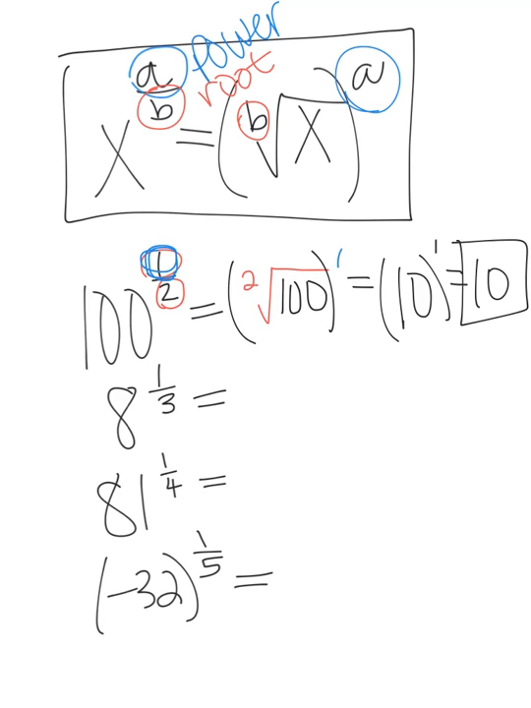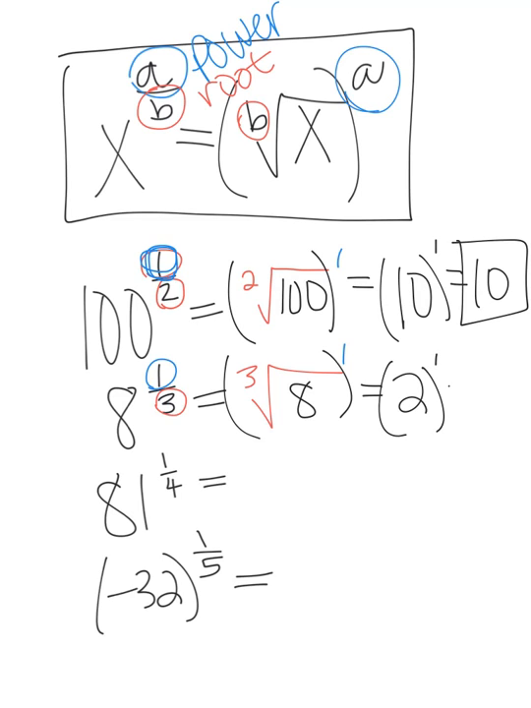Okay, moving on to the next one. So my root is 3. So this would be the cube root. My base goes under the radical. And then my power goes up top. So this would be the cube root of 8 to the first power. So the cube root of 8 is 2, and then 2 to the first power equals 2.